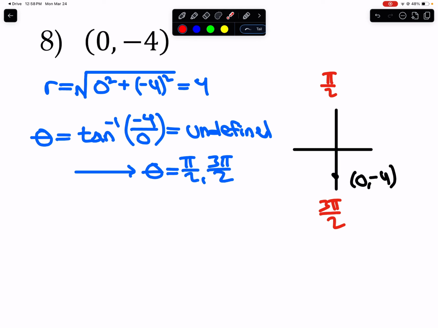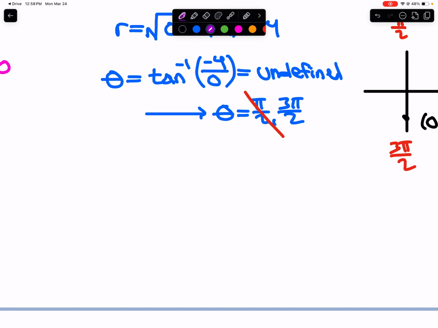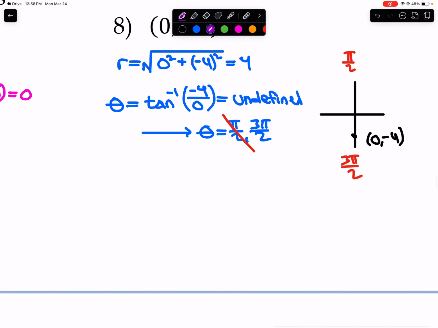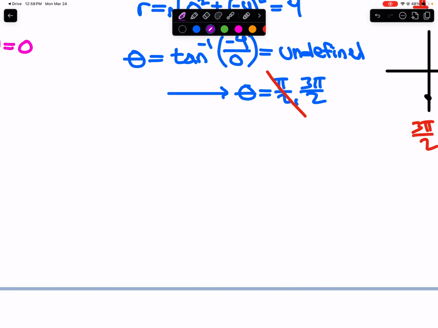Because I'm looking at a value that's going straight down from the middle, that tells me I'm going to want the 3 pi over 2. So I don't want the pi over 2, I want the 3 pi over 2. This one is going to focus more on a visual aspect than a mathematical one, I think. So your coordinate is 4 comma 3 pi over 2.